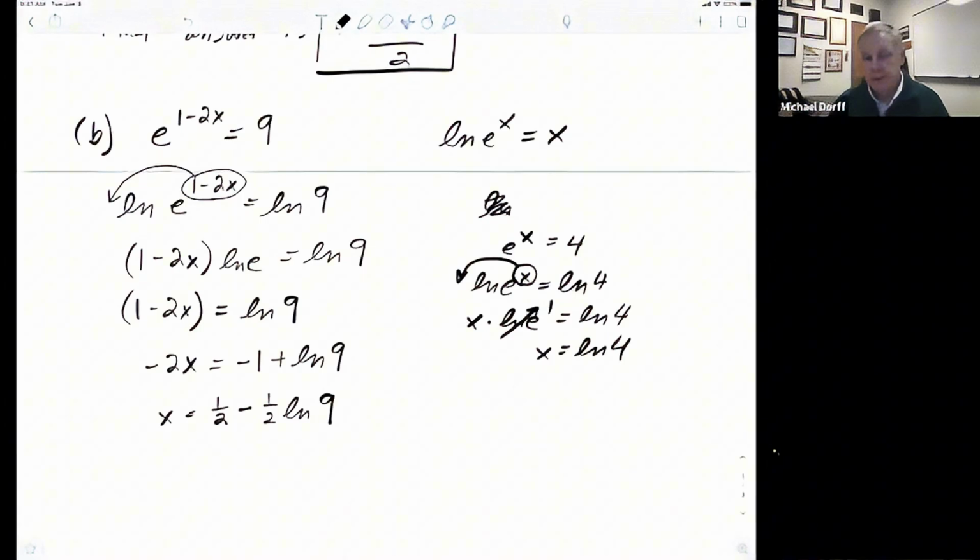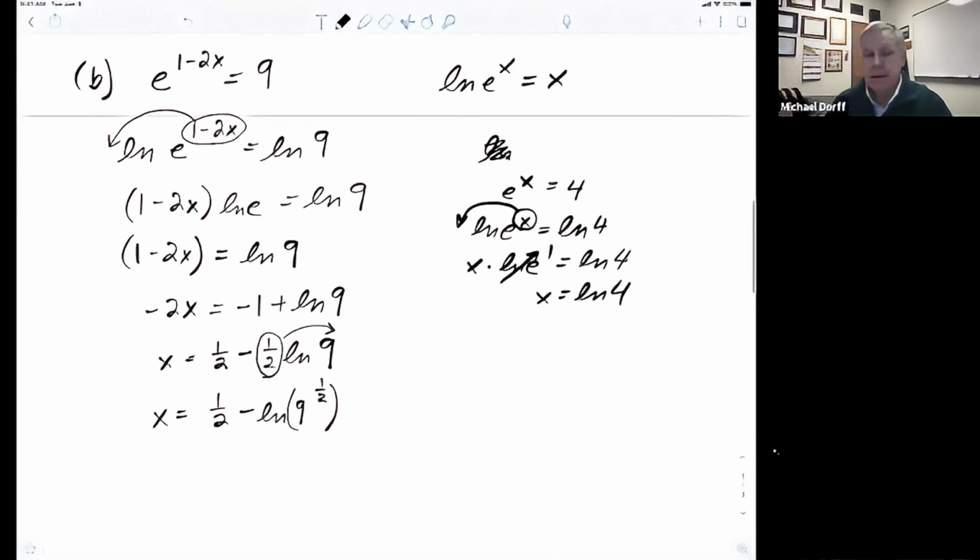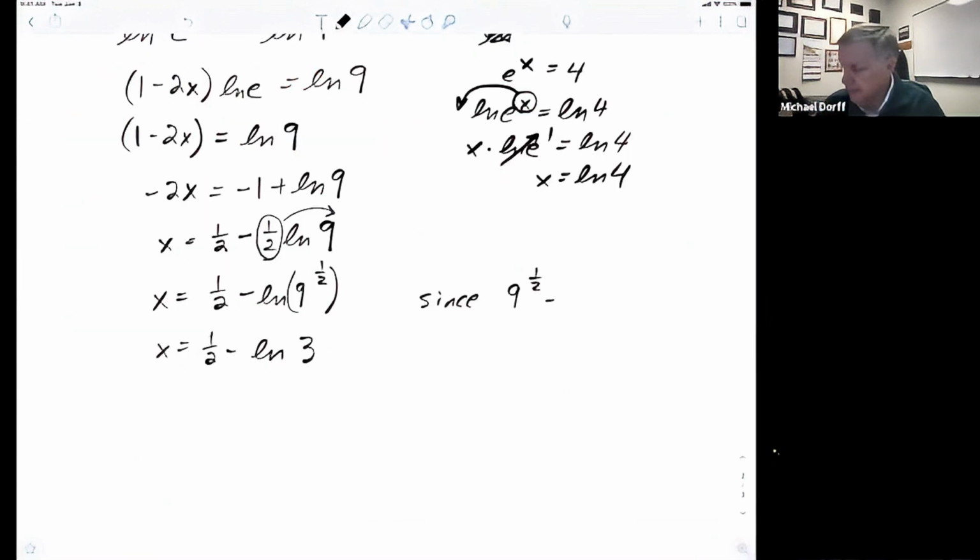Now you could stop here, but you could also notice that this 1/2 up here, I could apply to this log here. And in that case, I get x equals 1/2 minus the natural log of 9 to the 1/2 power. And what is 9 to the 1/2 power? Well, 9 to the 1/2 is the square root of 9. So that is 1/2 minus the natural log of 3, because 9 to the 1/2 is the same thing as the square root of 9, which is 3 there. All right, and so that then becomes my answer.